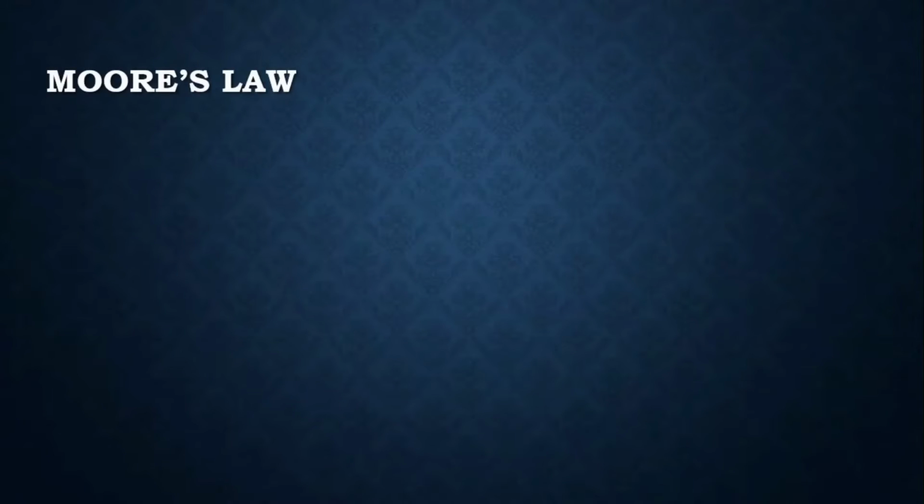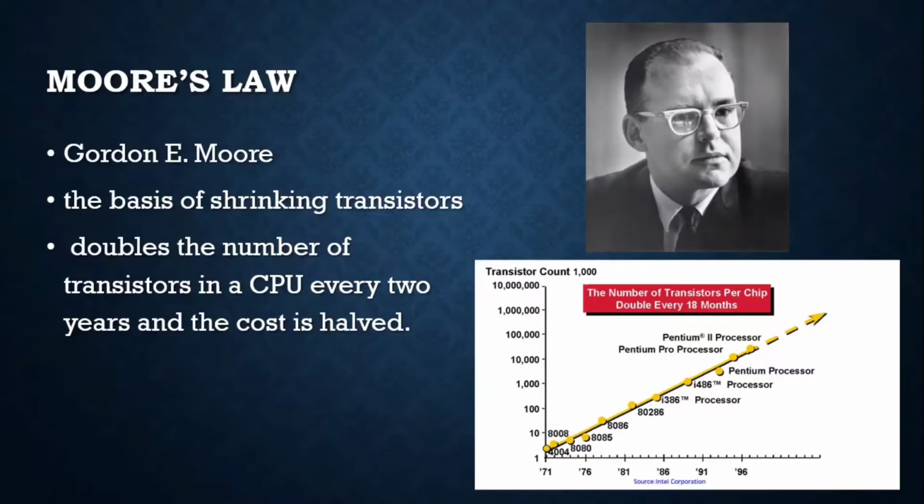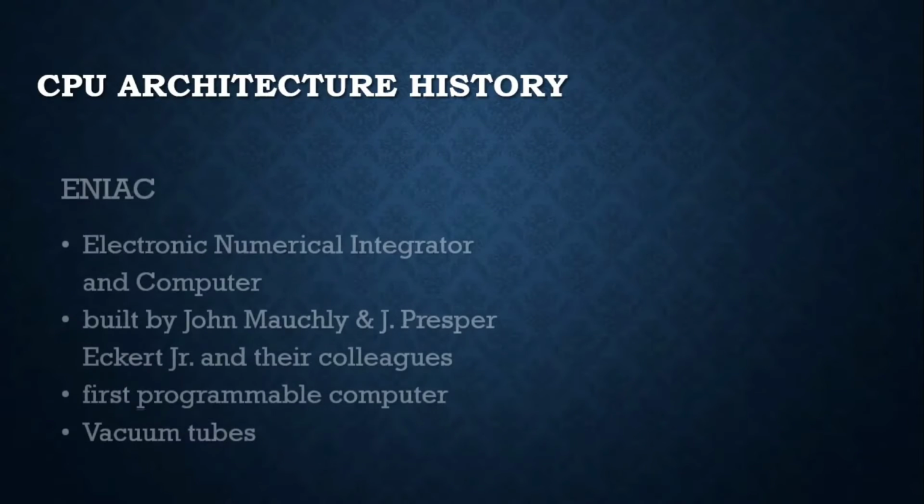Now, let's proceed to Moore's Law. Moore's Law refers to Gordon Moore's perception that we can expect the speed and capability of our components to increase every couple of years, and we will pay less for them. And here's the thing. Do you know that Gordon Moore, together with Robert Noyce, co-founded Intel Corporation in 1968? Pretty cool, right? The next topic is CPU architecture history.